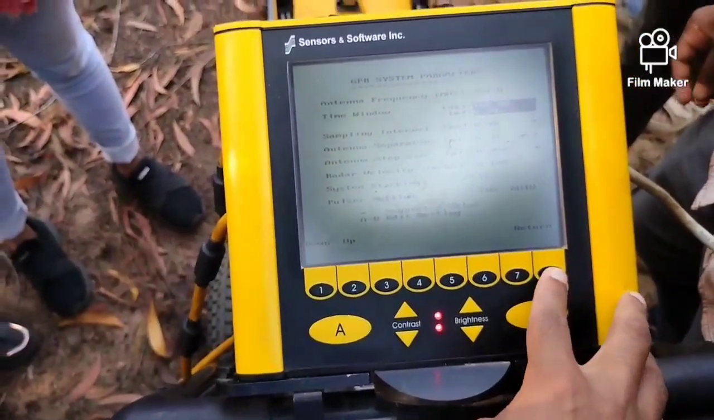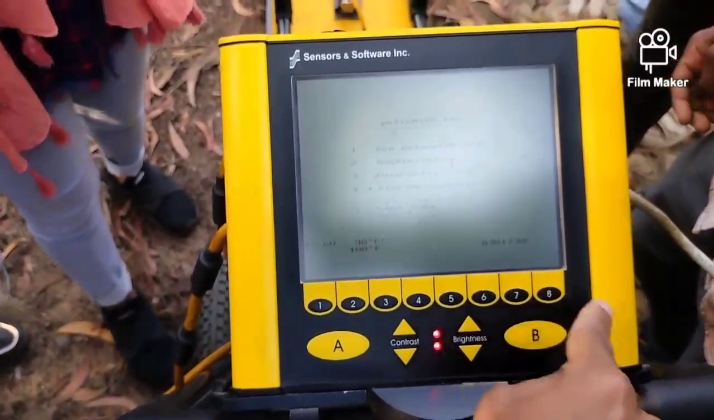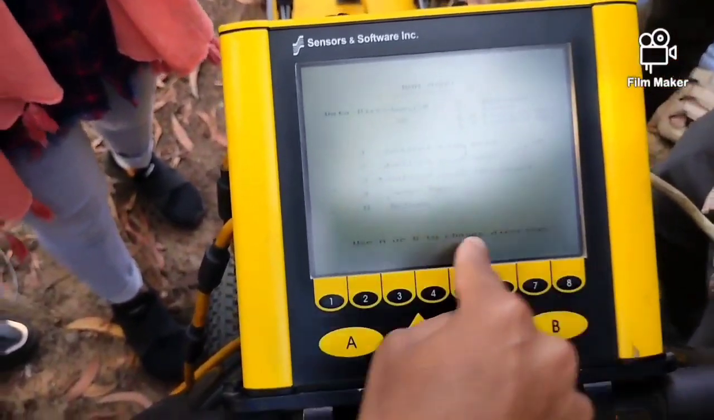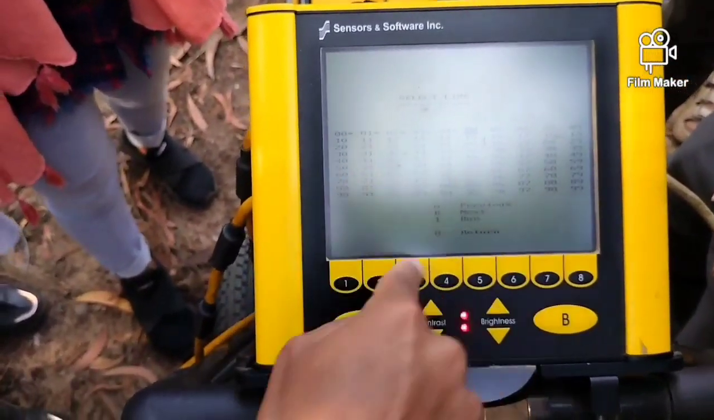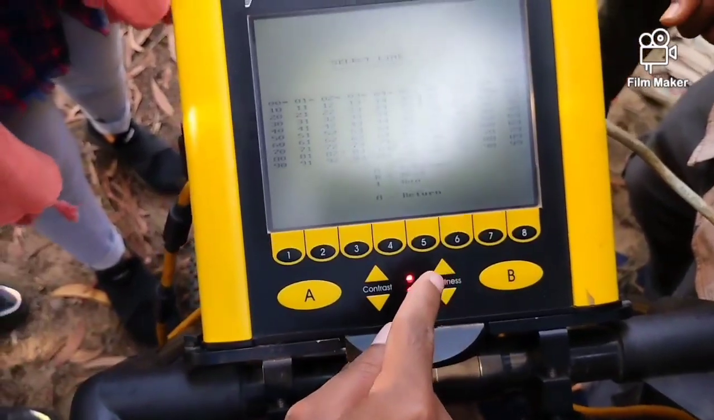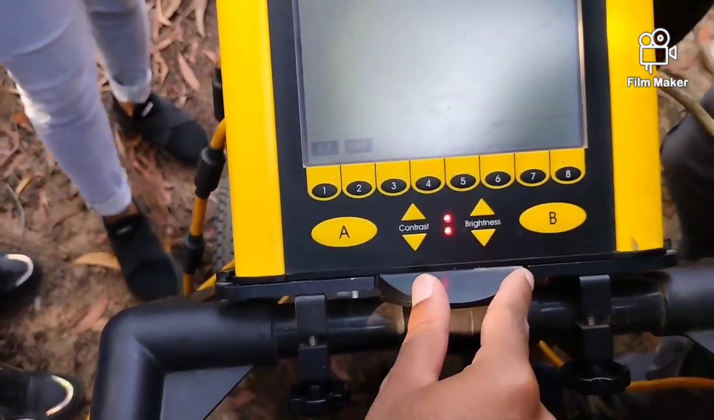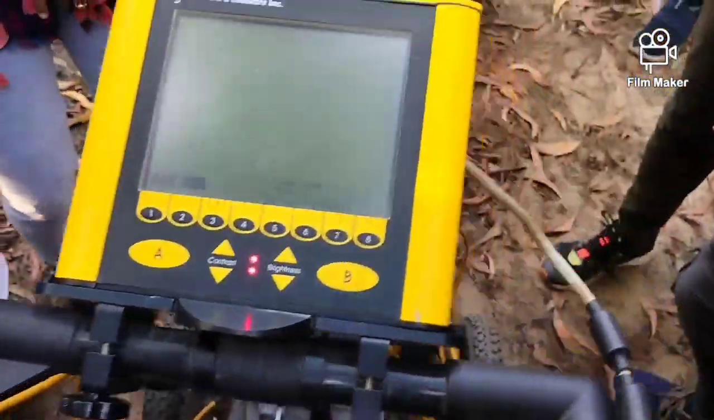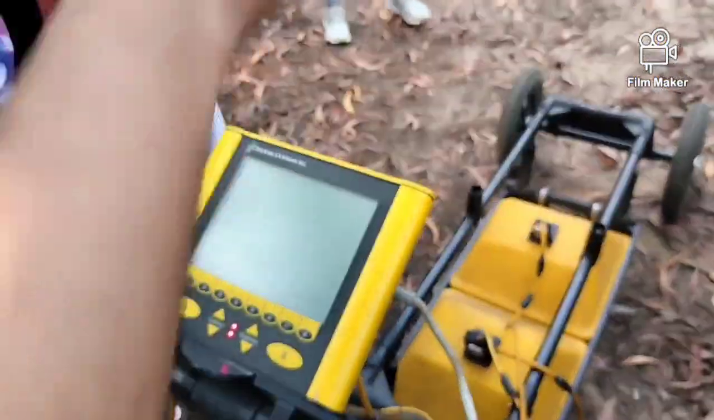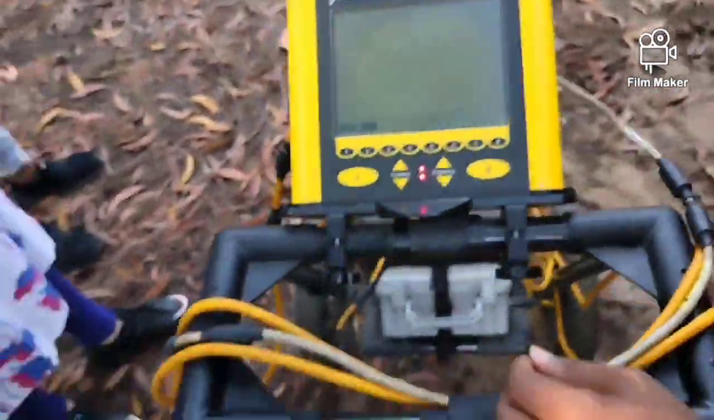So let's go back now, return, run, collect line data. Now it's line 05. Okay, now who wants to run it? We'll go like 50 meters. So you have to press start and then start moving it.